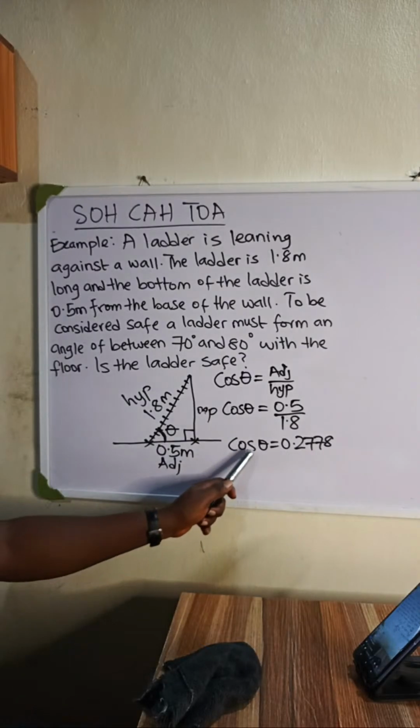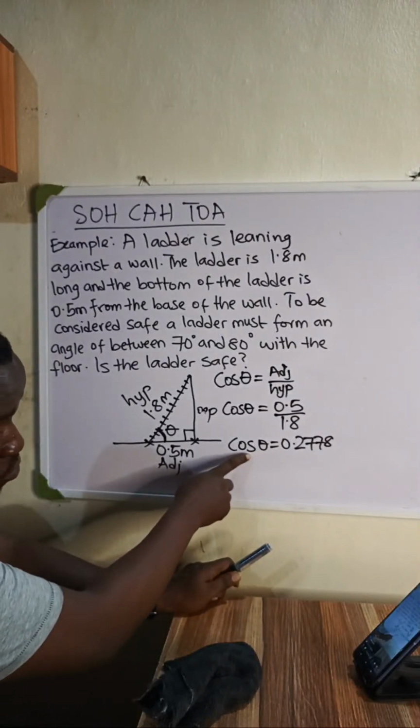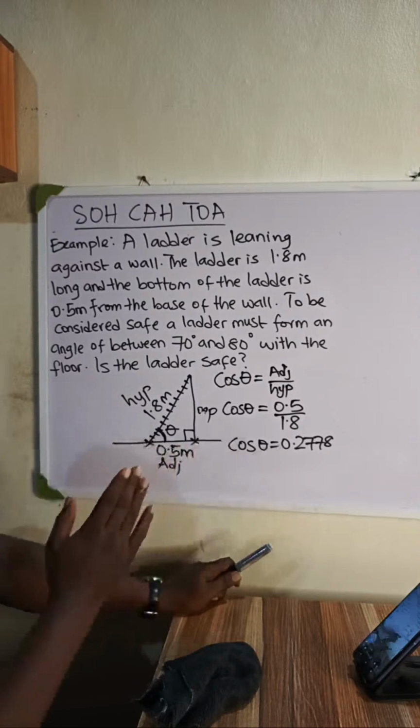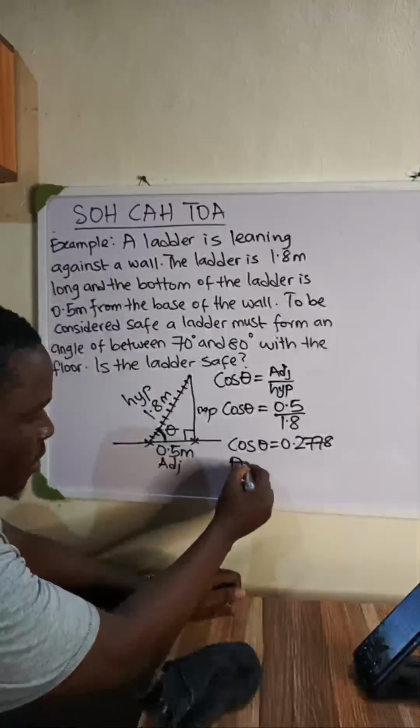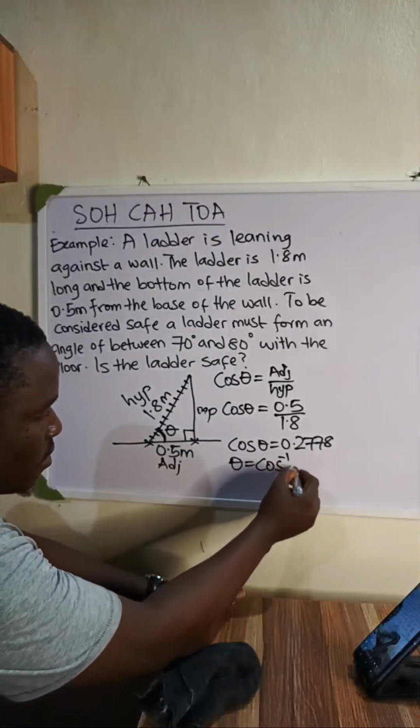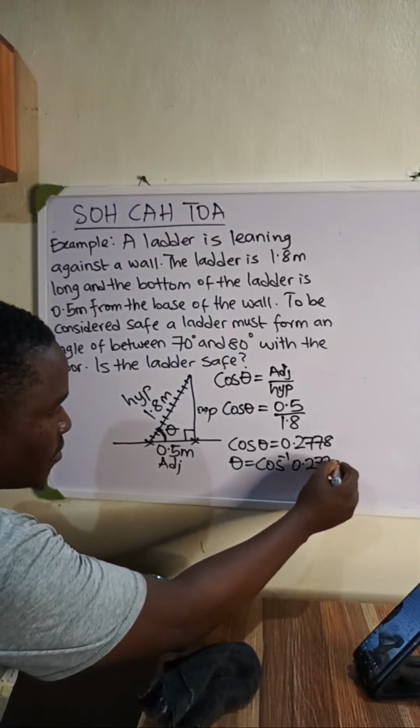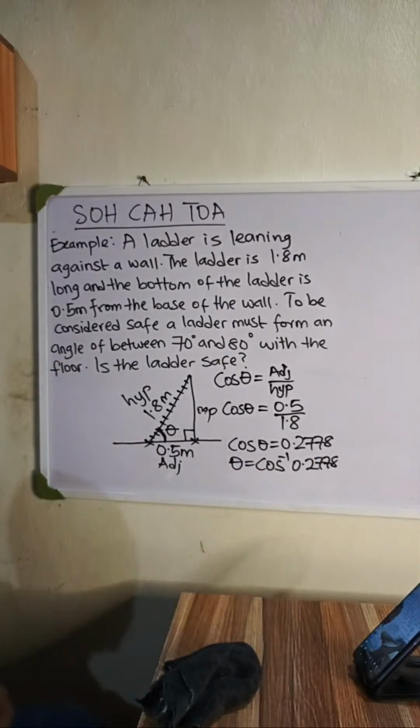So for us to get theta, we need to move cos to the other side. And when you move cos to the other side, it becomes the inverse of cos. So we're going to have theta is equal to cos inverse of 0.2778. Do you think 0.28 will be easier? 0.28 will be easier, as long as you're able to type it on your calculator. So when you do that, what do you get?